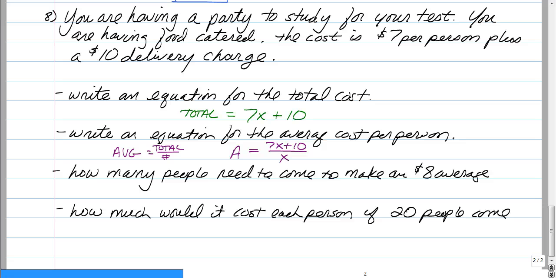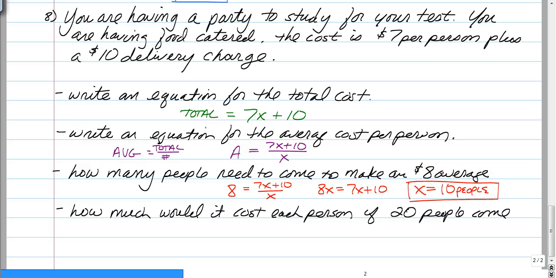Now to answer how many people need to come to make an $8 average, for that you just set A as 8. And that's equal to 7x plus 10 over x. So now we're just going to multiply both sides by x to get rid of the x in the denominator. So that's 8x is equal to 7x plus 10. Subtract 7x from both sides and you get x equals 10 people. And that makes sense because if you think about 10 people, that would be $7 per person. So that's $70 in food plus the $10 delivery charge. It's going to be $80 for that order. And divide by the 10 people and you get $8 for your average.